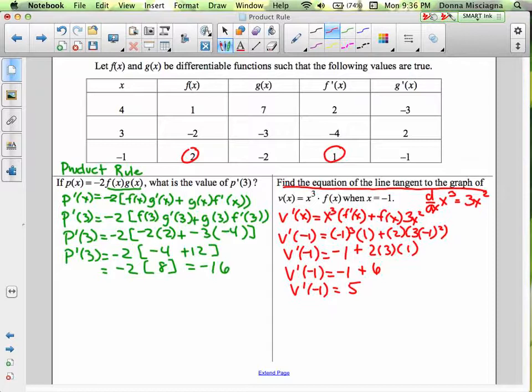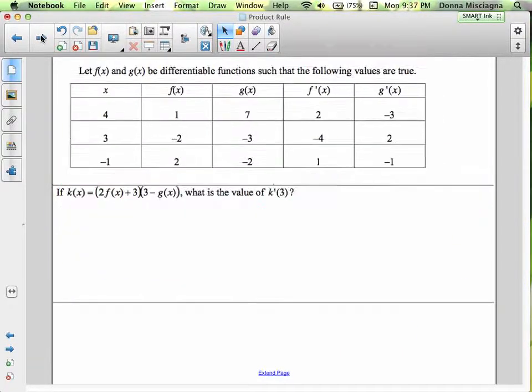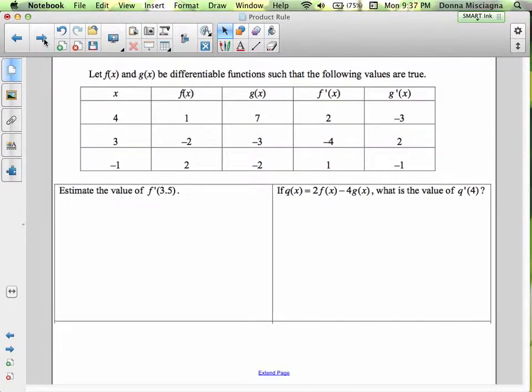So when x is negative 1, we have our point, negative 1, 2, and our slope is 5. So y minus 2 equals 5 times x plus 1, and then you can just isolate y. y equals 5 times x plus 1 plus 2, and this one is done. And we have one more, and two more.